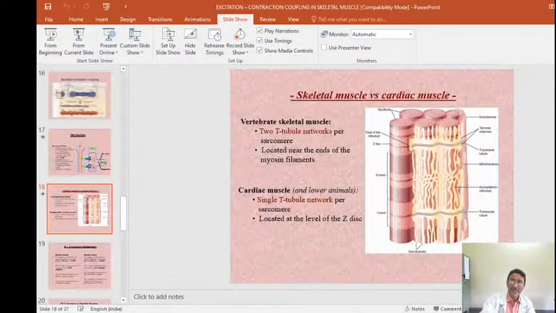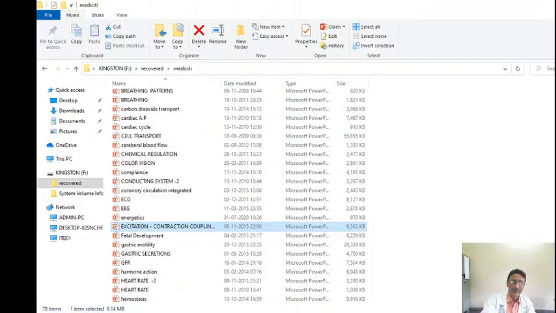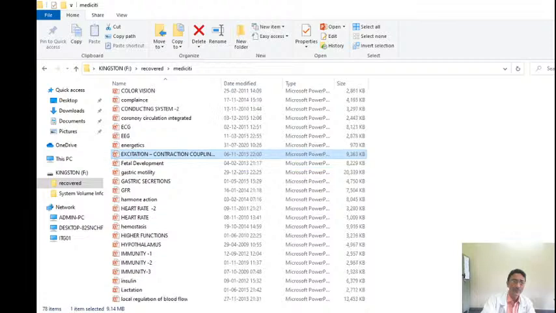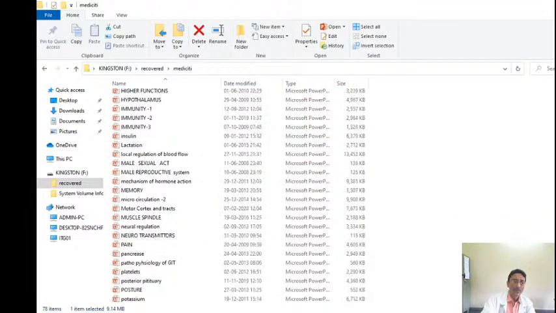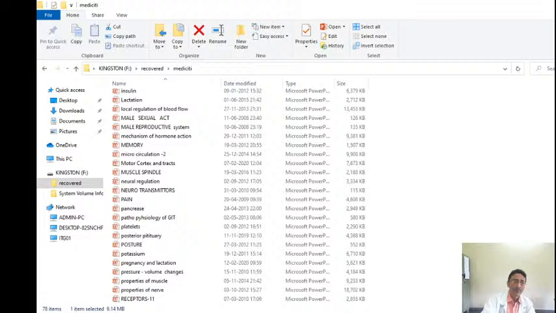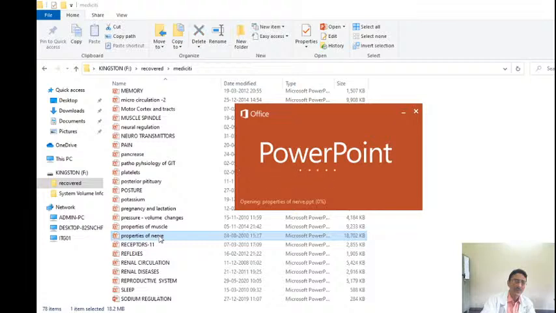Now the next slide we will see is some basic properties of the nerve and the muscle. Properties of nerve, I think I have taken this twice in the earlier class, once as a revision class in discussion, and once in the lecture class. I'll just run through the slides here. What are the properties of nerve?